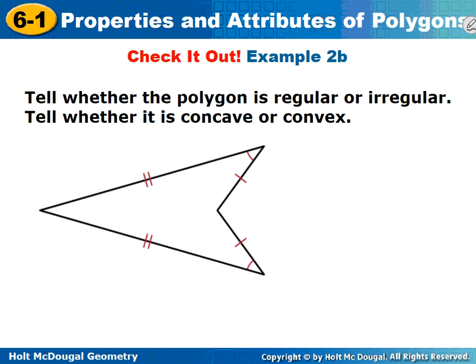Okay. Go ahead for me here, Corbin. Regular or irregular? Irregular. Notice it is not equilateral. And if we kept going with these angles, this angle is definitely not the same as these two. So it is irregular. Hannah, concave or convex? Concave. It is caving in on itself, or again, if you connect these 2 points, the diagonal is outside the shape. So that makes it concave.